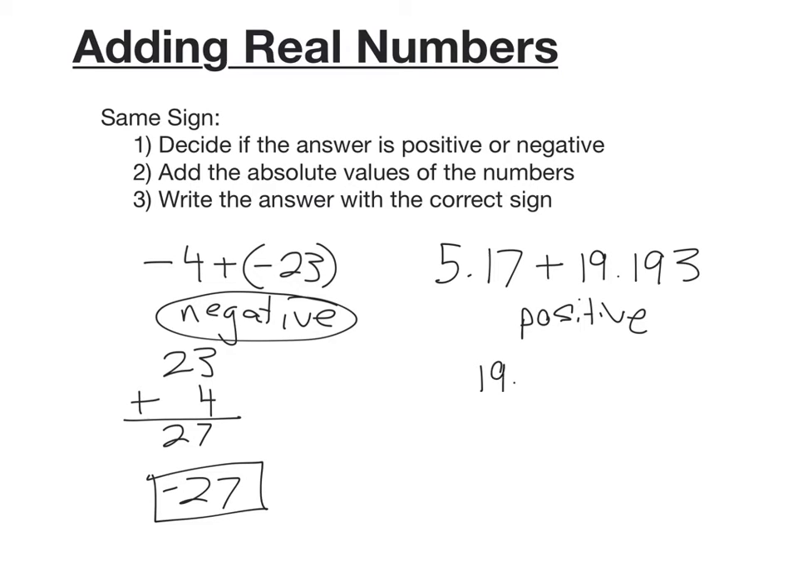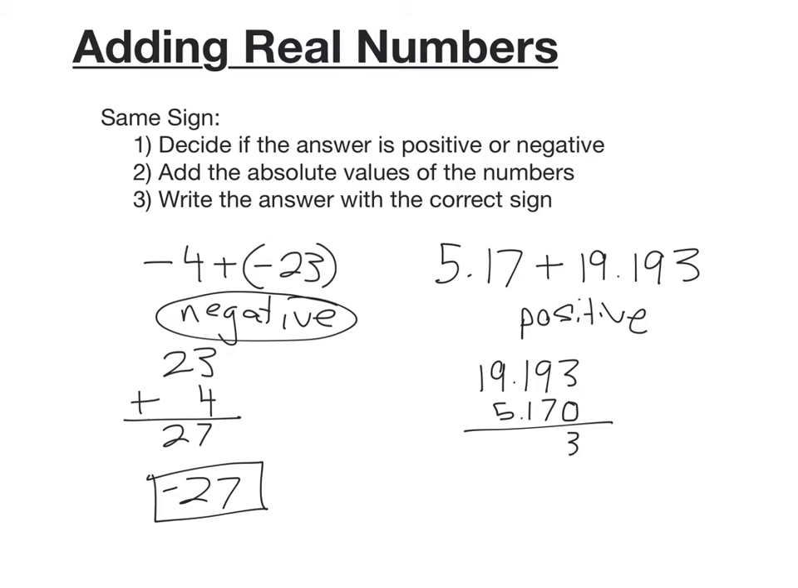I got 19.193, and I have 5.17. Anytime I'm adding decimals, I always want to make sure my decimal points are lined up, and all of my place values are lined up. Here, after this 5.17, I'm going to add a 0 in the thousandths place, just to make sure I have everything taken care of, and now I can add straight down.